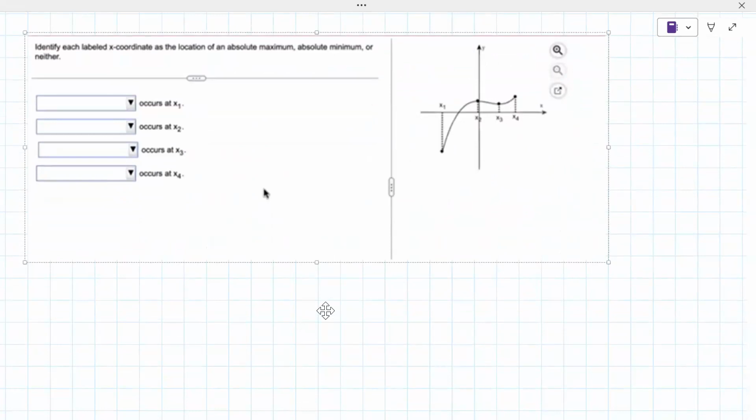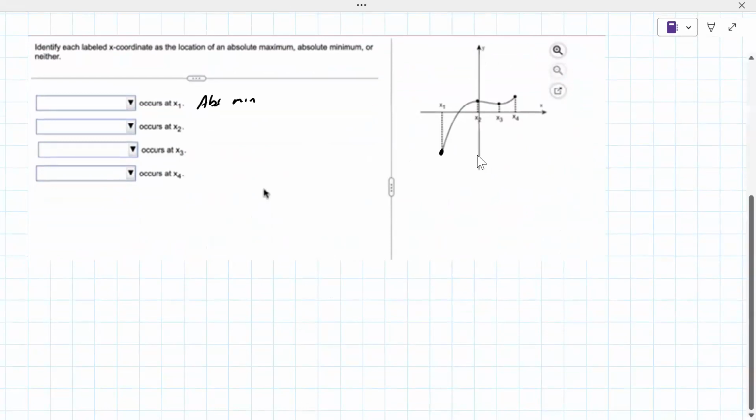Yeah. All right. So X1 is down here, at this bottom here. That is an absolute min. It's the smallest value of them all. And it's kind of hard to see on your side, maybe it's easier in the graph. It looks like X4 is the absolute max. So it's the highest point.